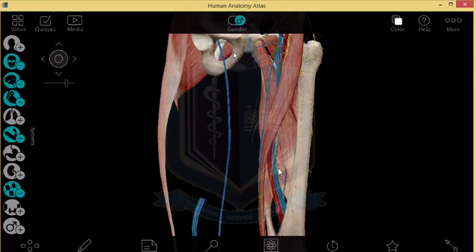It passes through which opening to reach the femoral vein? Obturator foramen? No. The saphenous opening. And where is this saphenous opening found?